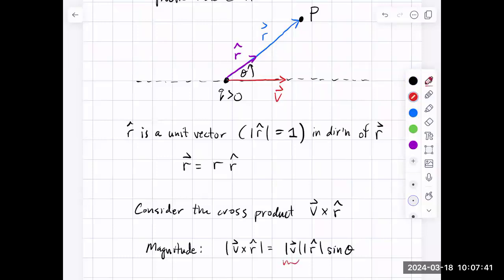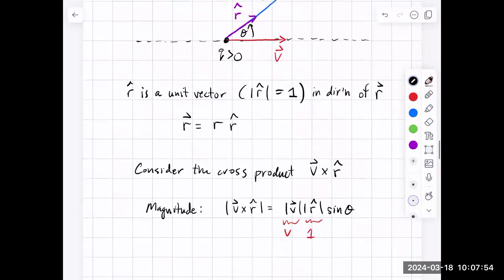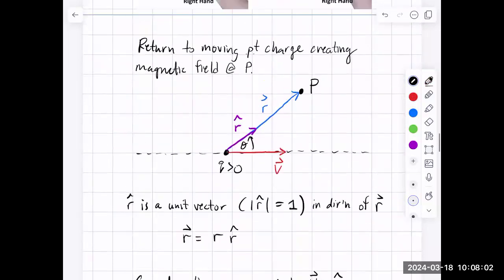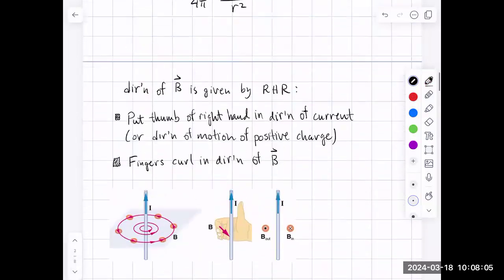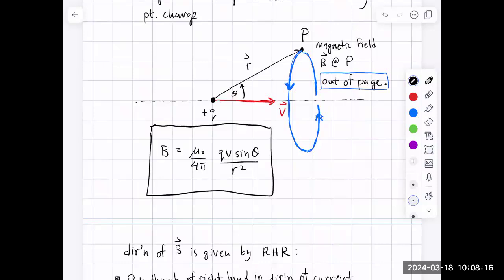Okay, so the length of the velocity vector is just the speed. And the length of our unit vector, well, all unit vectors have a length of 1. And so this cross product just evaluates to V sine theta. Now that's pretty interesting, because if we go back and look at our expression for the magnetic field due to this moving charge, that product V times sine theta is exactly in that expression.